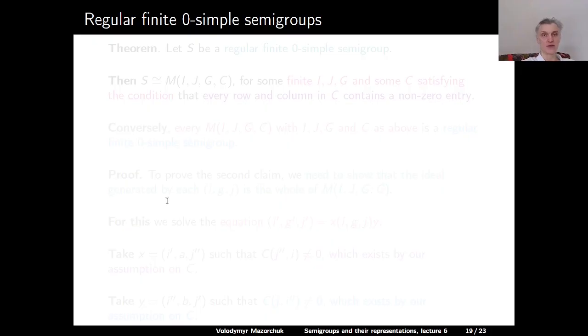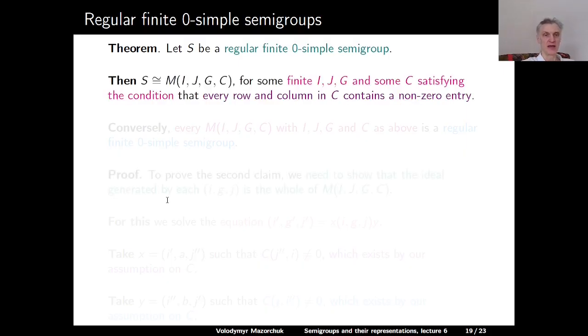Now we can use this to classify regular finite zero-simple semigroups. Theorem: let S be a regular finite zero-simple semigroup. Then S is isomorphic to a Rees matrix semigroup for some finite I, J, G, and some C, which satisfies the condition that every row and every column of the matrix C contains a non-zero entry.